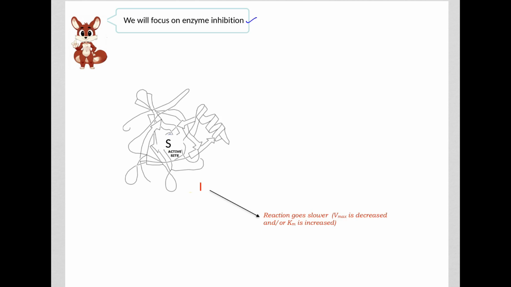So remember, an inhibitor is a chemical that binds to the enzyme and it will make the reaction go slower, either by decreasing the Vmax and or increasing the Km.